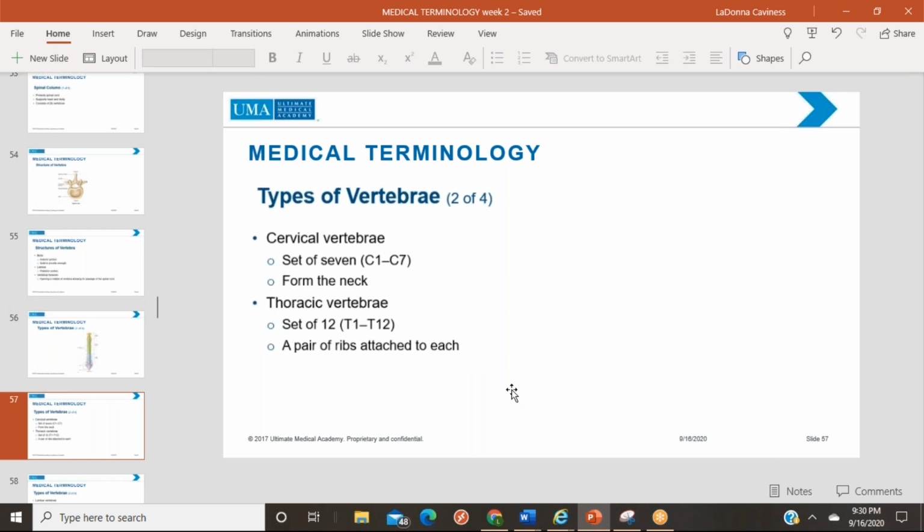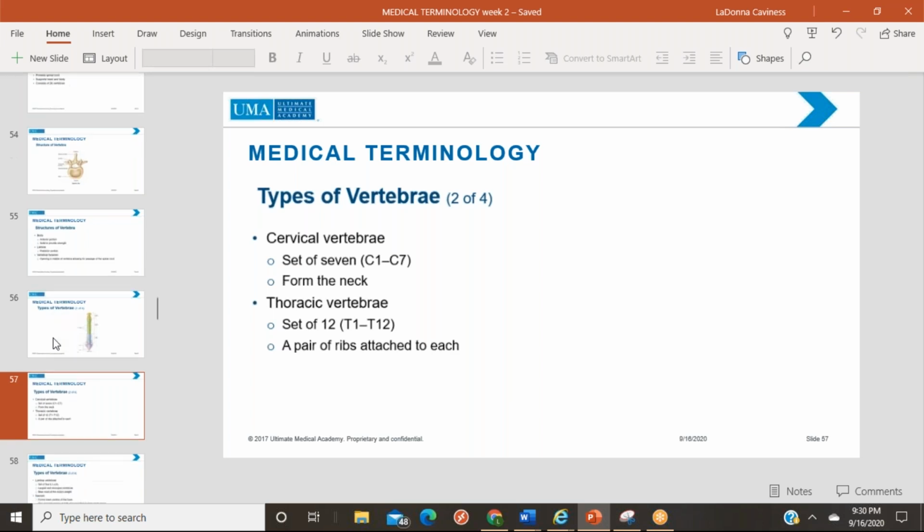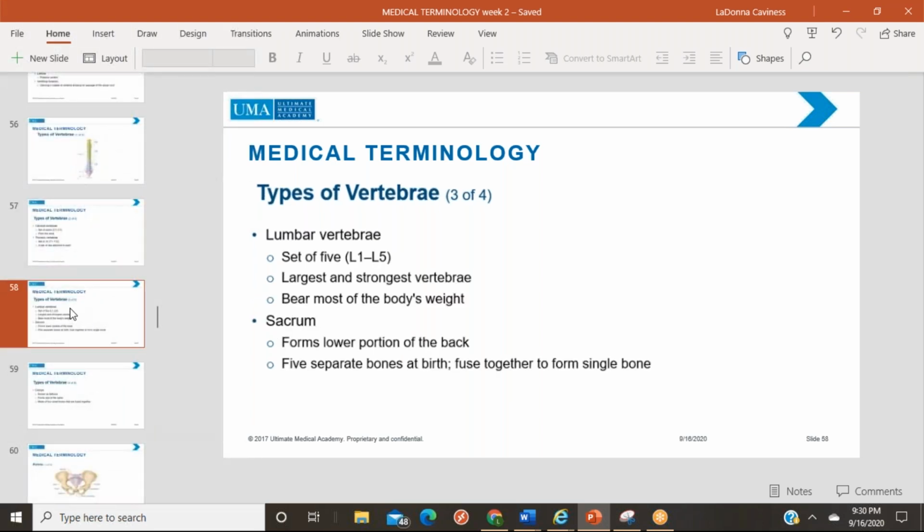Okay, cervical vertebrae. It's a set of 7, so we're talking C1 through C7. It forms the neck. The thoracic vertebrae, it's a set of 12, T1 through T12, a pair of ribs attached to each. Lumbar vertebrae, it's a set of 5, so we're talking from L1 to L5. It's the largest and strongest vertebrae, and it bears most of the body weight.